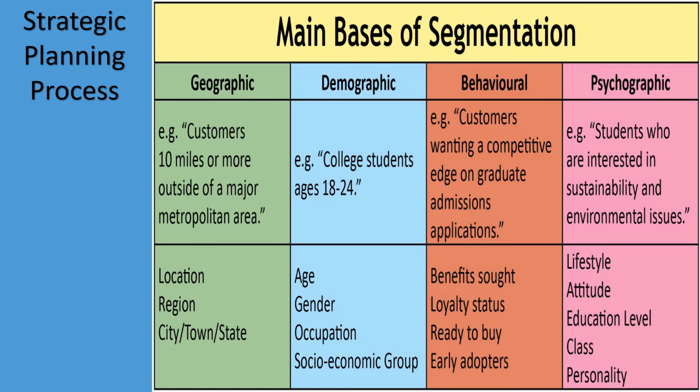So if it's geographic, where are the people you're targeting from, what locations, what countries, what regions, what cities, towns and states. Demographic, what are you looking for? Age, gender, occupation, socioeconomic groups. And on the behavioristic side, what are the benefits being sought, loyalty status, ready to buy, early adopters. Psychographic, what is their lifestyle, their attitude, education level, class? Because all these are going to affect the different type of product or service that you're offering in your geographical location.